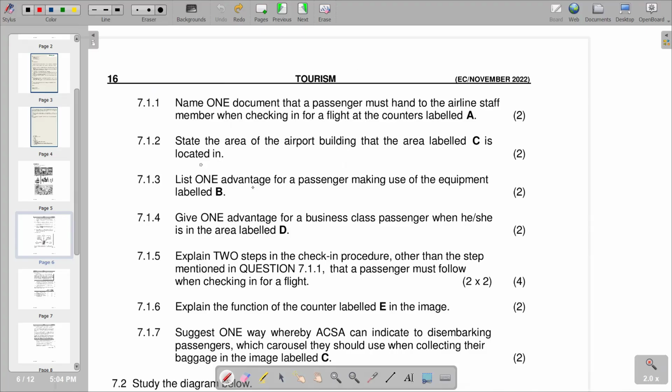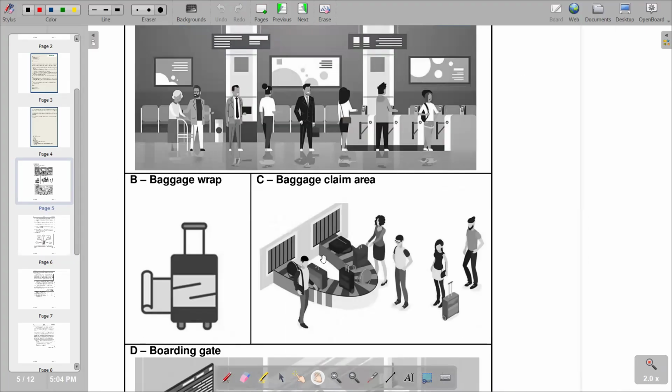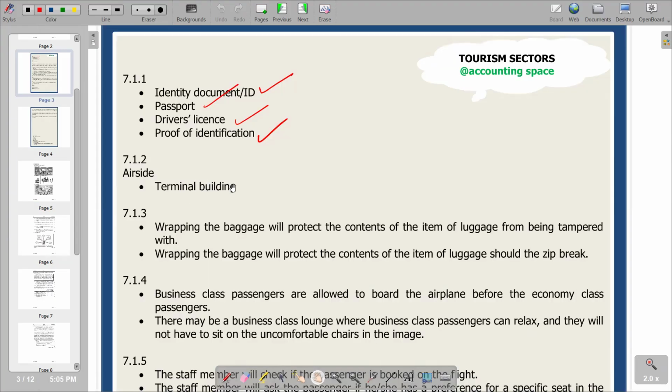So we refer back to our C. We see that we have a sort of counter there, and we've got passengers in a queue. It's written baggage claim area. So it's the baggage claim area, and the question is asking us which area of the airport that is in. You are going to see that that's the airside area, whereby we are saying airside or the terminal building.